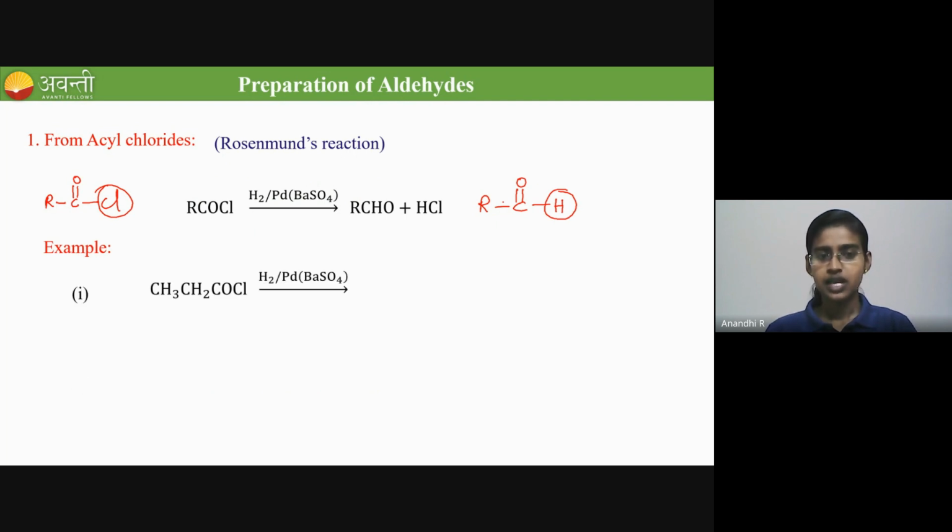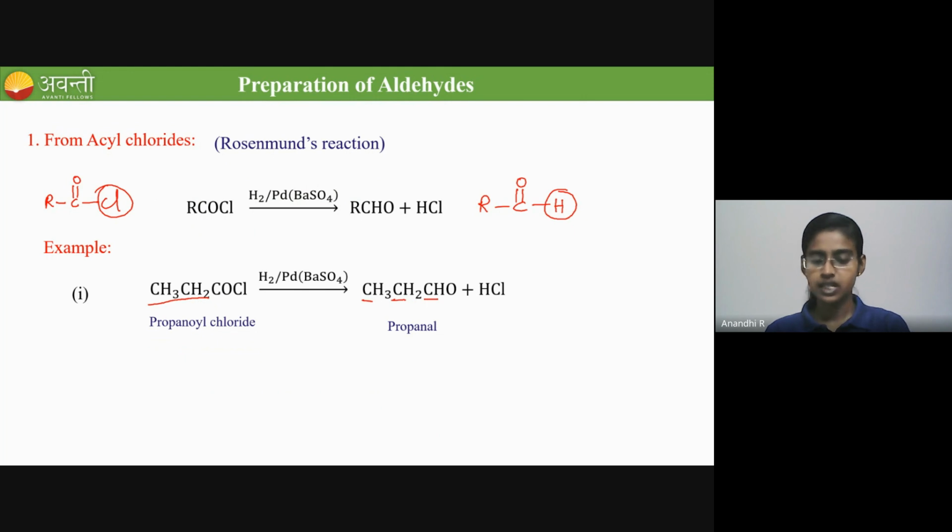Let's take CH3CH2COCl as a first example. Here the R group is the ethyl group, C2H5, right? So the ethyl group is the alkyl group here. When propanoyl chloride is treated with Rosenmund's reagent, it forms propanal. Why is it called propanal? We have 3 carbons here. 3-carbon containing aldehydes are called propanal. This you might have studied in the nomenclature lesson.